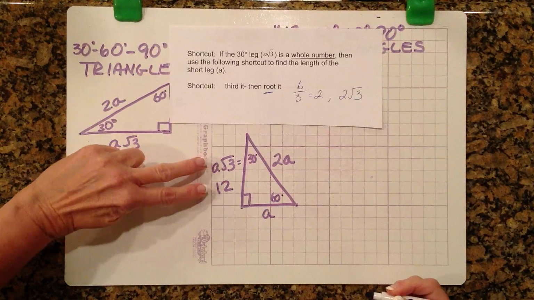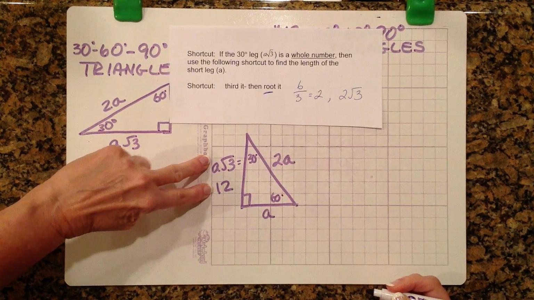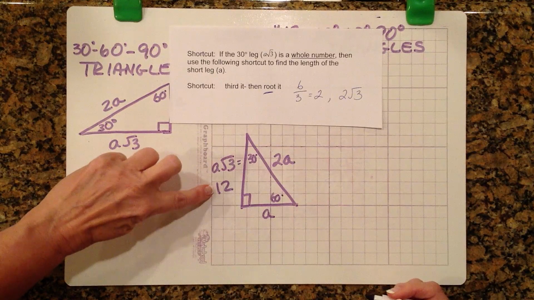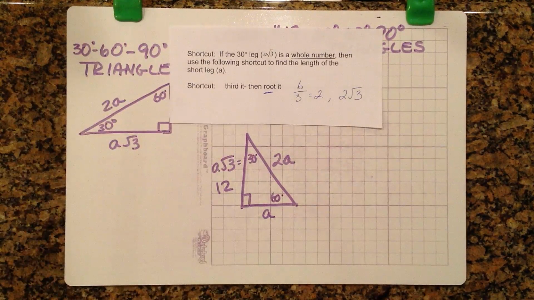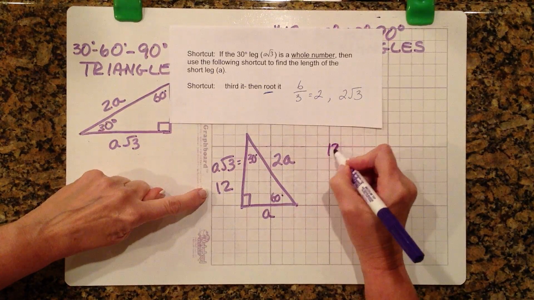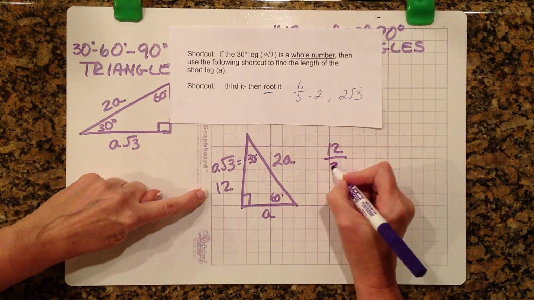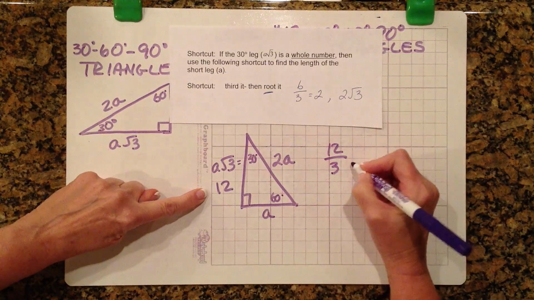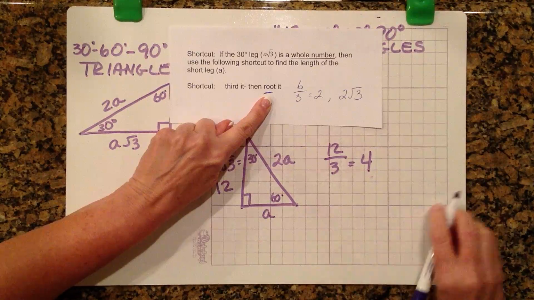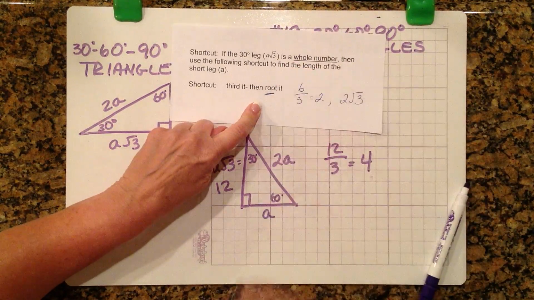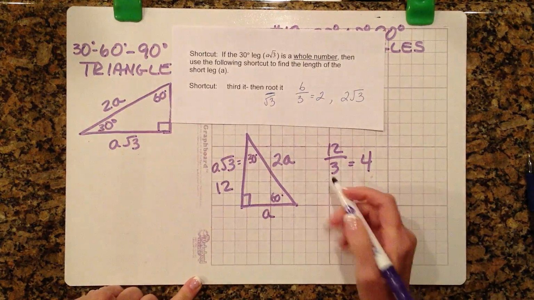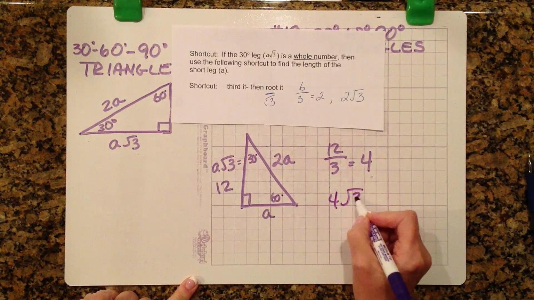Okay, if you notice, it's hidden. So when the side that has the radical with it happens to be a whole number, that's when I use my shortcut. I'm going to third it and root it. So I'm going to take 12, take 1/3 of it, which is the same as dividing it by 3, which is 4. Then I want to root it. And remember, my root here is going to be square root of 3. And so I'll get 4 square root of 3.